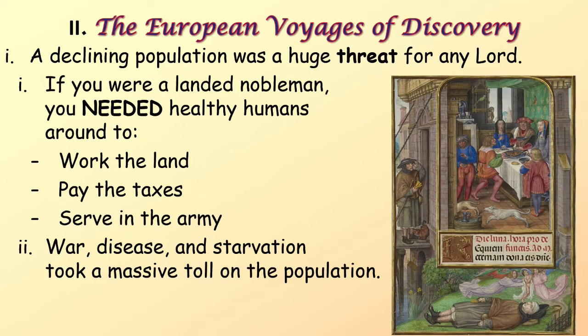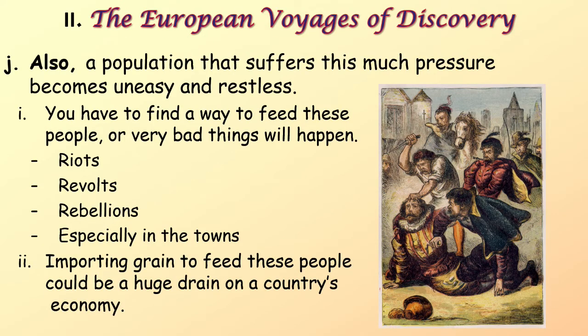A declining population was a huge threat for any lord, any nobleman, any aristocrat. And if you are a landed nobleman, you needed healthy humans around to work the land, to pay the taxes, to serve in the army. And war and disease and starvation took a massive toll on the population. Also, a population that suffers this much pressure becomes uneasy and restless. Look at that picture. You have to find a way to feed these people, or very bad things will happen. Riots and revolts and rebellions, and this is especially true in the towns. And importing grain to feed all of these people could be a huge drain on a country's economy.